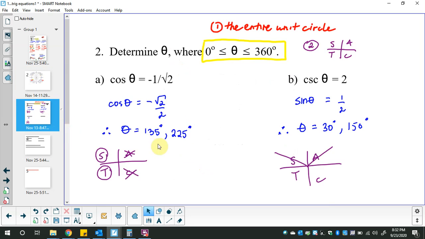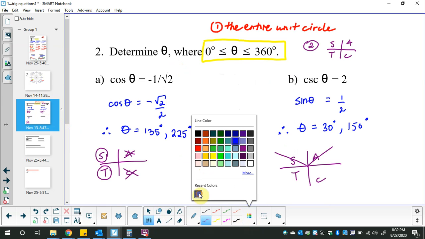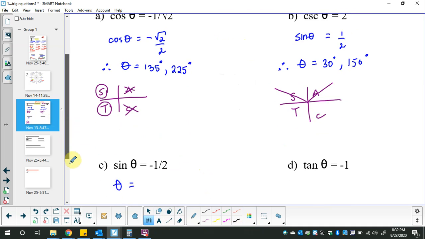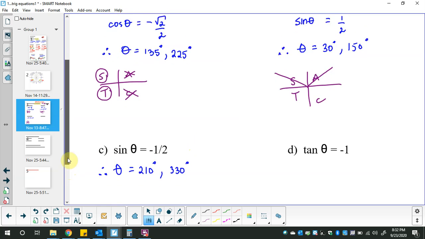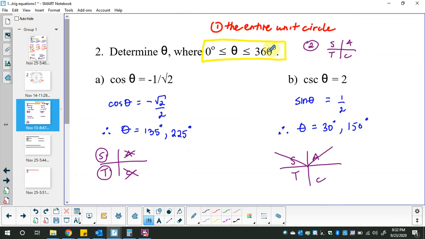And it's not good enough to write 210 and 330, you have to write 210 degrees and 330 degrees. You have to specify that these are degree measures, and then don't forget your last little double check. Is it in the space I asked for? Yes, we're good.